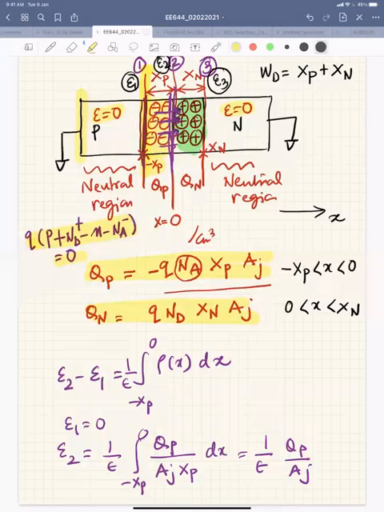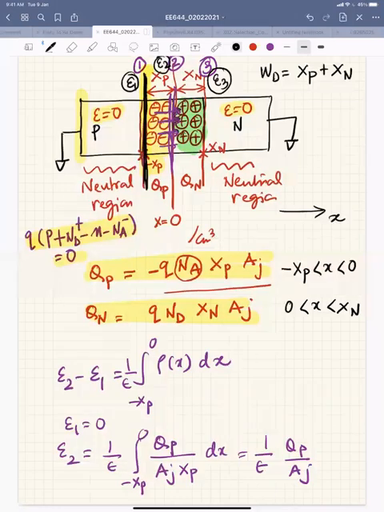Then if I solve the Gauss law, E2 minus E1 is the electric field across the edges of your xp, so E2 minus E1 is 1 by epsilon times the integral from minus xp to 0 of rho(x) dx. But E1 is equal to 0, because this is the end of the neutral region, so at this boundary my field is 0.